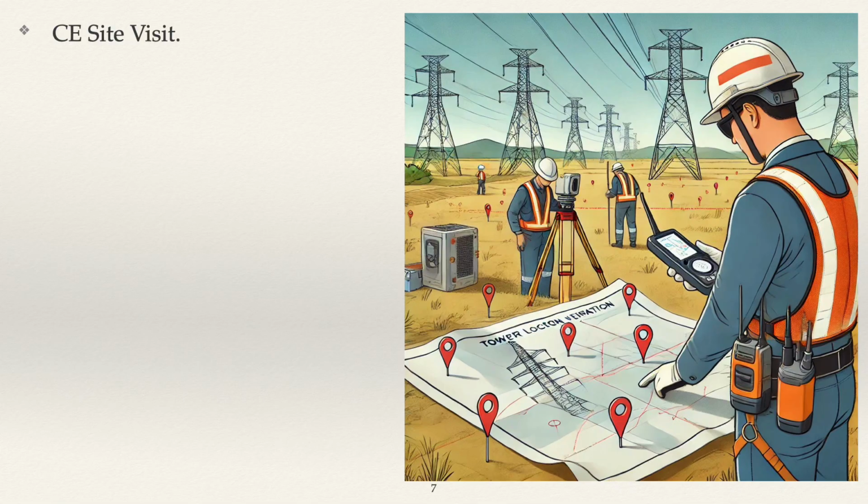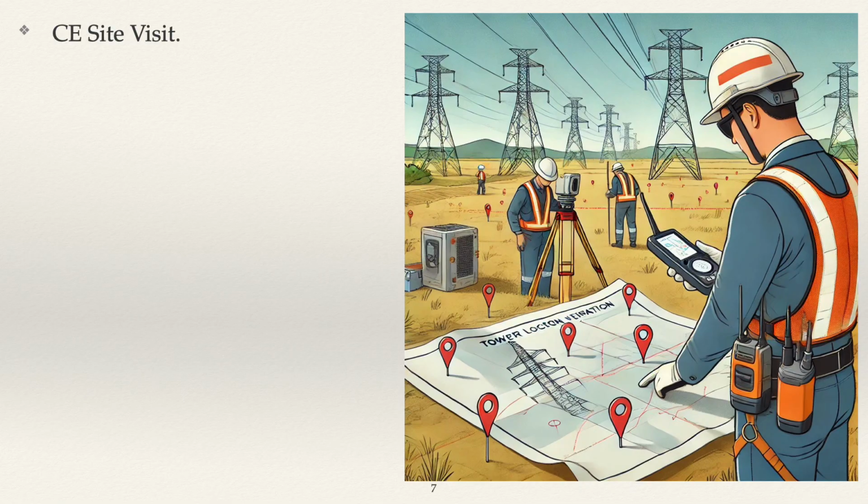CE will verify the accuracy of tower locations, alignment, and inspect the physical alignment to confirm markers and coordinates match the updated profile. Assess the alignment path for any new obstacles, e.g. vegetation, structures. Verify the proposed locations of towers, especially in critical areas such as angle towers, tension towers, crossing points, roads, rivers, railways. Ensure adequate space is available for foundations and construction access.